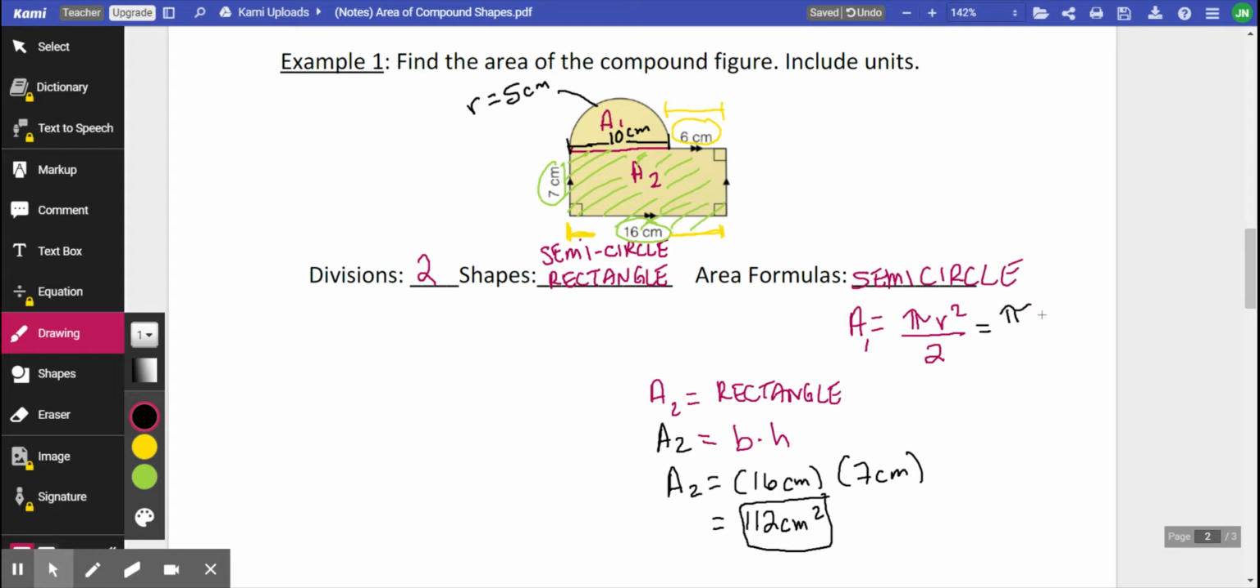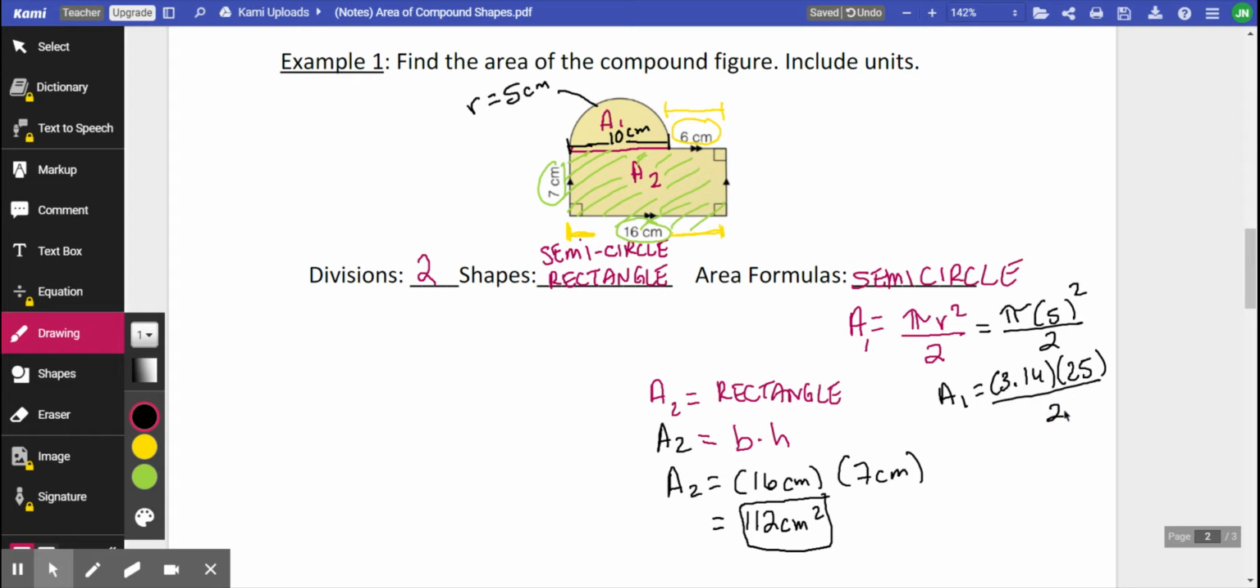So the area 1 is pi times r squared, which in this case will be 5 squared, and then I take that and divide it by 2. 5 squared is 25, right? And then I take that and divide it by 2 and multiply it by 3.14. So I'm going to just plug in the numbers. Pi is 3.14. 5 squared is 25. And then on the bottom, I'm going to be dividing all that by 2.